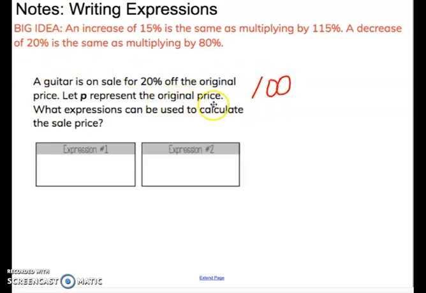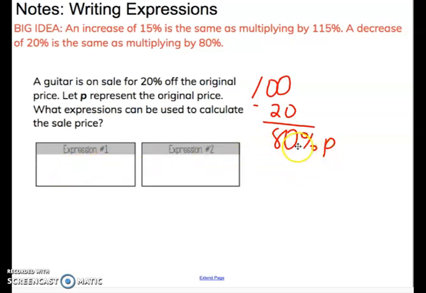So a guitar is on sale for 20% off the original price. Let P represent the original price. What expressions can be used to calculate the sale price? So if we start with our 100% and we are saving 20, we know we are actually paying 80% of the original, or 80% of P.